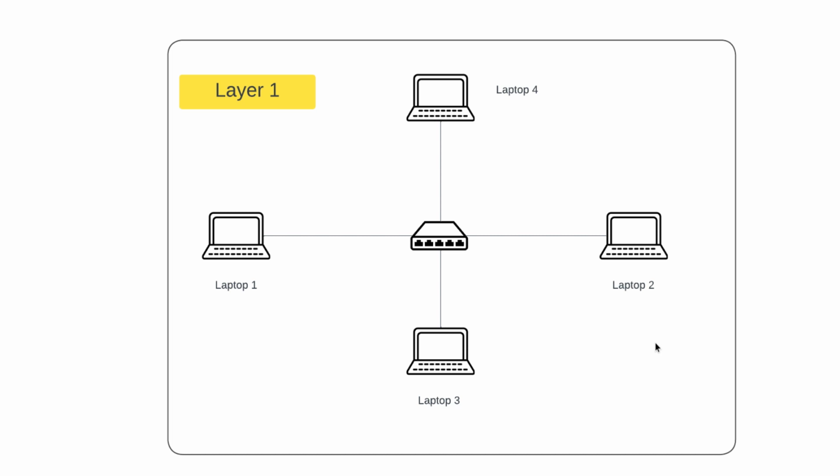Now, if laptop 1 is transferring data and this data is intended only for laptop 3, what do you think happens here? All 4 devices are connected to the hub. So laptop 1 first sends the data to the hub, and the hub is a layer 1 device. What it does is transfer the data to all the remaining 3 devices: laptop 4, laptop 2, and laptop 3. So not just laptop 3, even though you just wanted to send data from laptop 1 to laptop 3.